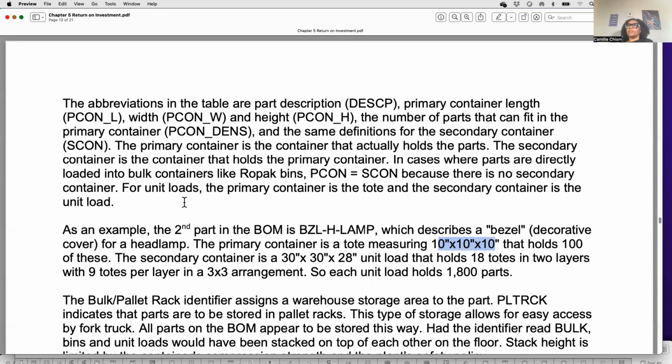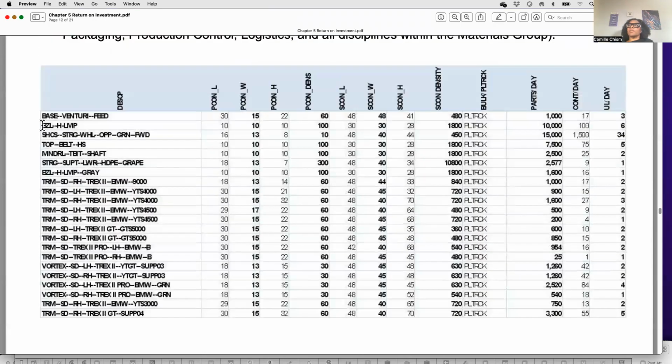So let's go back and look at item number 2. Again, bezel headlamp, right? Primary container, 10 by 10 by 10. The density, 100 parts. The unit load is 30 by 30 by 28. And you get 1,800 on there. Okay, and then on a truck, you get a pallet, and they're using 10,000 of these a day. So that means they're using 100 containers a day, right?